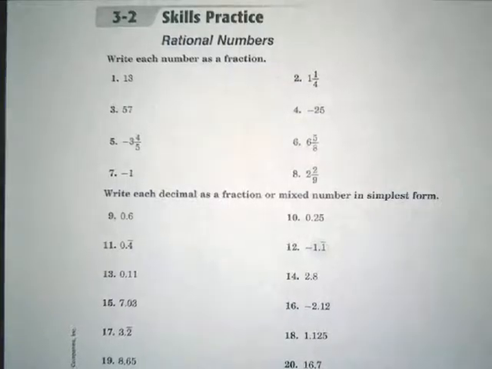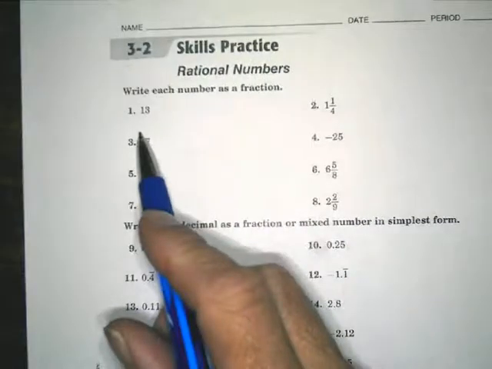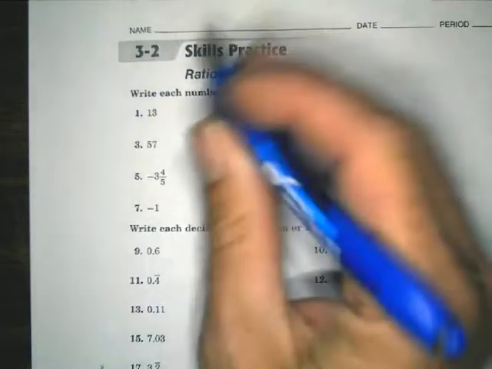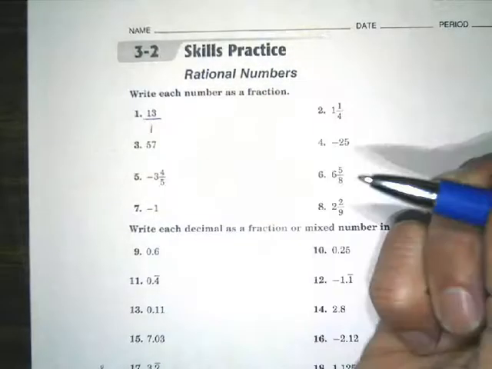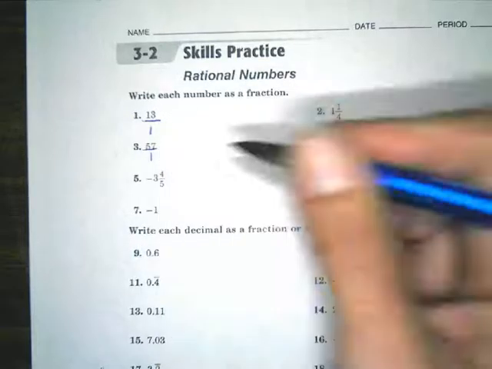Alright, today we're going to write numbers as fractions. If we get a whole number and need to write it as a fraction, all we do is put our fraction bar and a 1. For number 3, same thing, fraction bar and a 1.